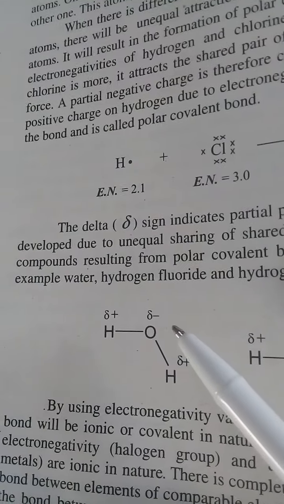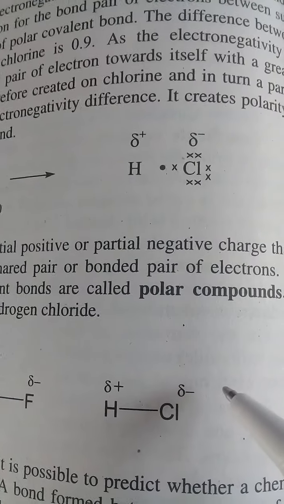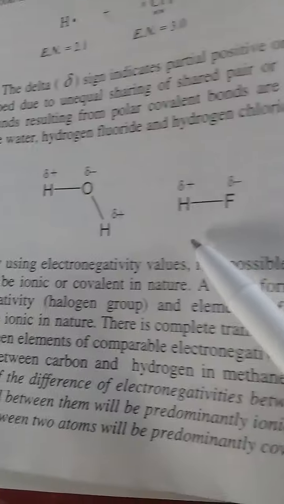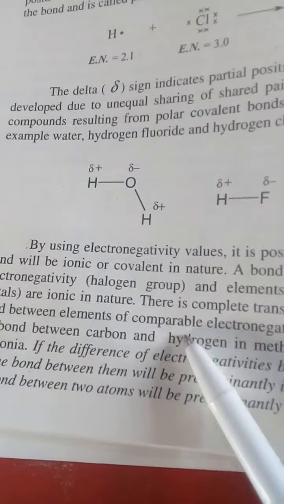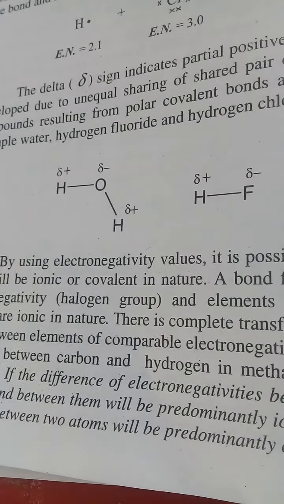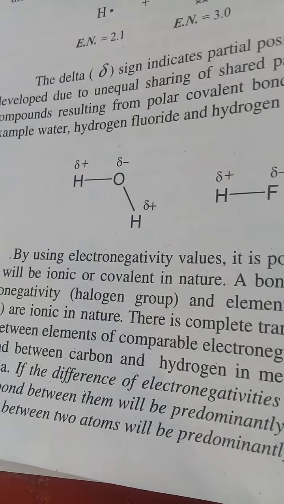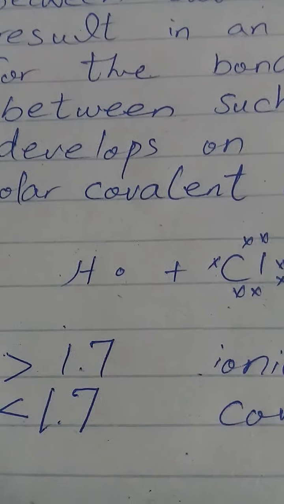The compounds resulting from polar covalent bonds are called polar compounds. That is a very important definition. These are the examples of polar covalent bonds. Another concept is discussed here. The concept is that no bond is 100% ionic or 100% covalent. There is a chance that the bond will be covalent or ionic. The chance depends on the difference of electronegativity between two atoms.